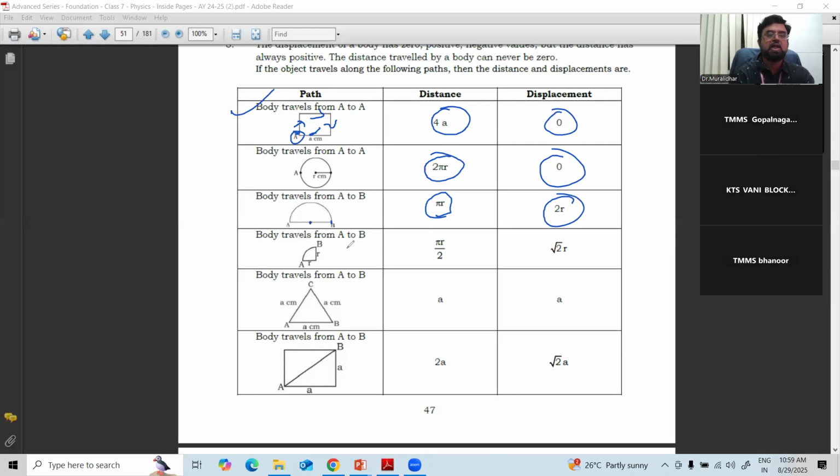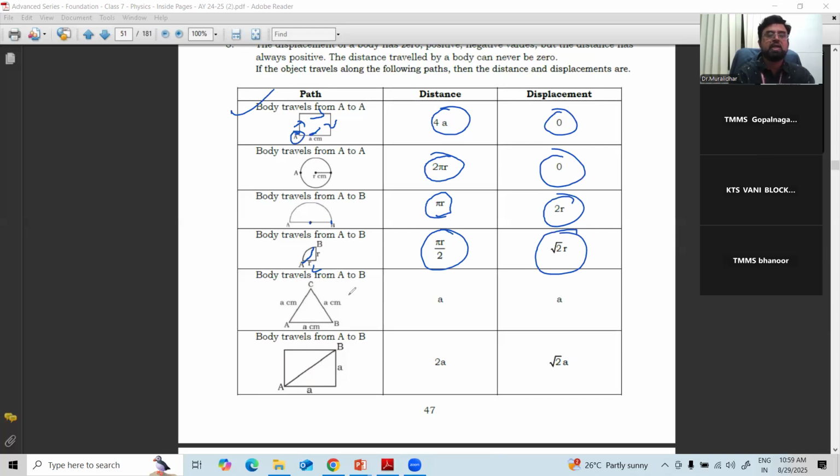Right? Body travels A to B. These are 1/4 of the circle. 1/4 means 2 pi r by 4 you have to do. Pi r by 2 is the distance. From here to here, pi r by 2. But for displacement you have to take this. AB square is equal to AC square plus BC square, as per the Pythagoras theorem, root 2 r.